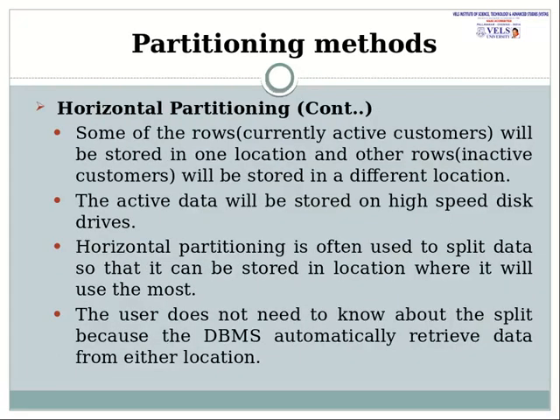Some of the rows, that is active customers, will be stored in one location, while others may be stored in different locations. The active data will be stored on high speed disk drives, and the horizontally split data can be stored in a location where the user is most. The user does not need to know about the split because the DBMS automatically retrieves the data from either location. The database administrator maintains all those things, so you cannot be bothered about the split of the data.